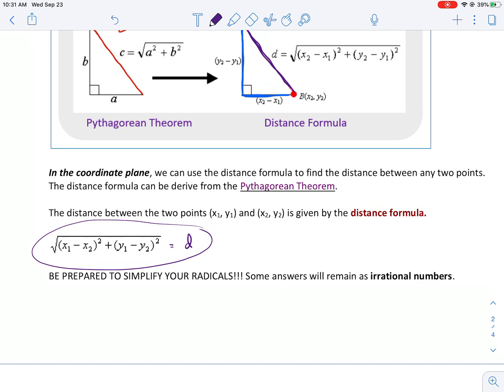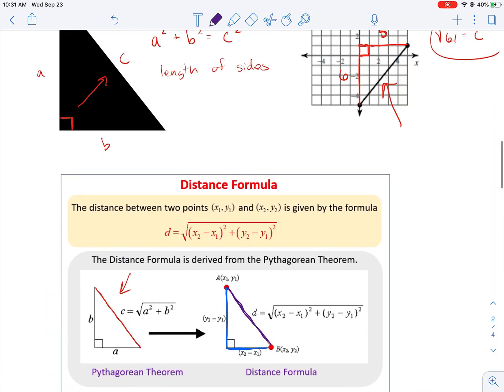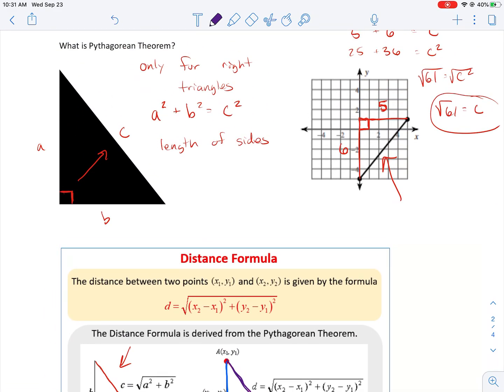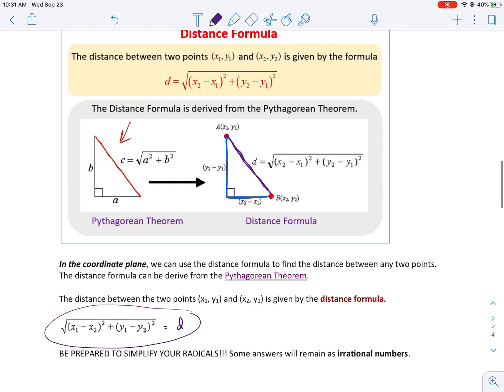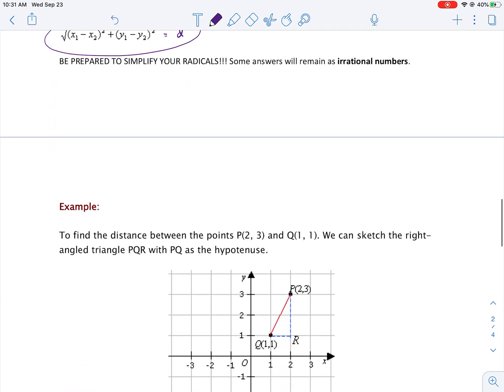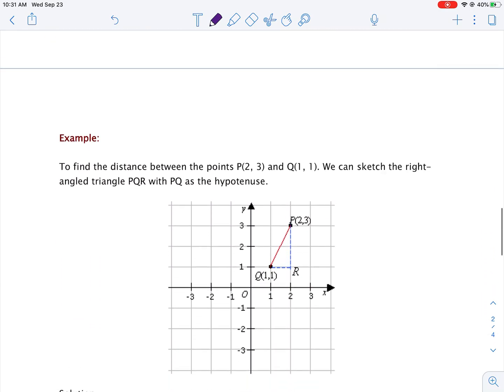Okay, so that ties into what we were doing in that last section there when we were simplifying the radicals. In this particular unit, not all these distances are going to come out nice. Now, luckily for us, when we got back up here, 61 is a prime number, and so we can't simplify that any further. So we were done there. But be prepared that not all of these answers are going to be nice.